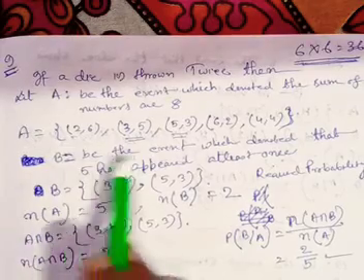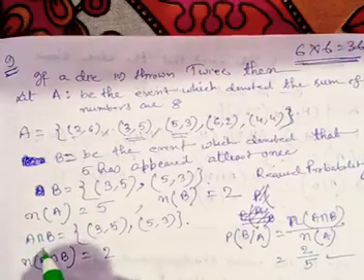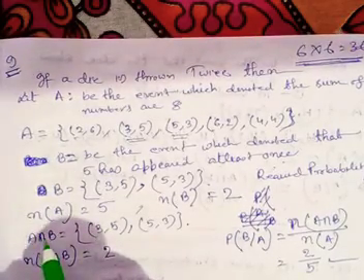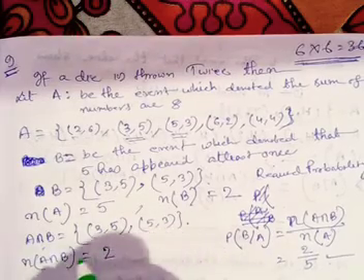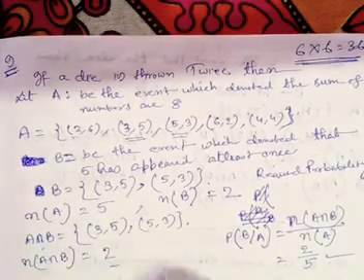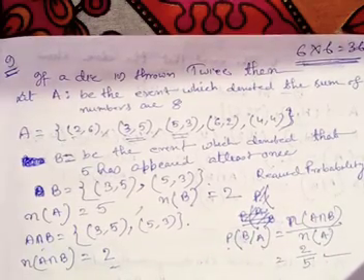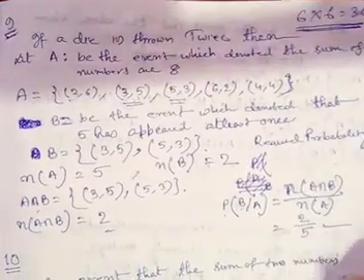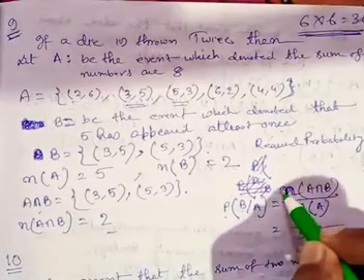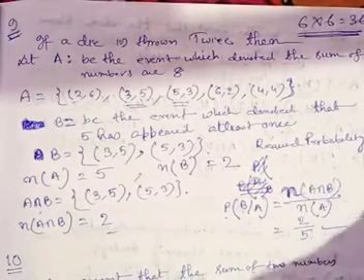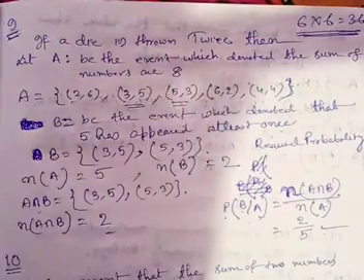Now n of A is equal to 5 and n of B is equal to 2. So here A intersection B is equal to 35 and 53. So n of A intersection B is equal to 2. Now we have to find the probability of B by A according to the question, which you have already read. So P of B by A is equal to n of A intersection B by n of A, that is equal to 2 by 5. Next move to question number 10.